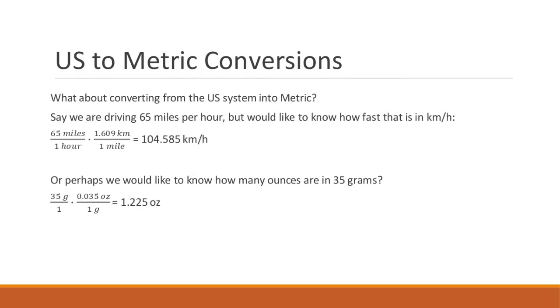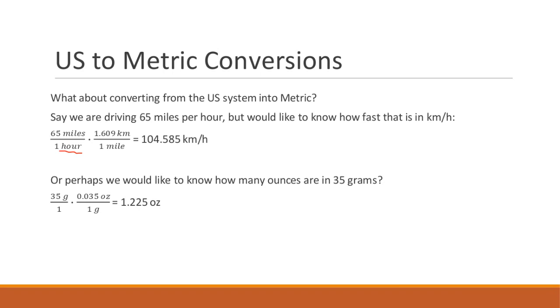So all right, we had US, we had metric, let's combine them. What about converting from the US system into the metric system? I'm going to give you kind of a speed problem, and I don't want to confuse you, but in this case, the 1 here is actually important, right? But it's not going to be lost, and I'm going to show you how. So if we're driving 65 miles per hour down the highway, wherever, but would like to know how fast that is if we were driving in a European country, then we would need to use the conversion factor.